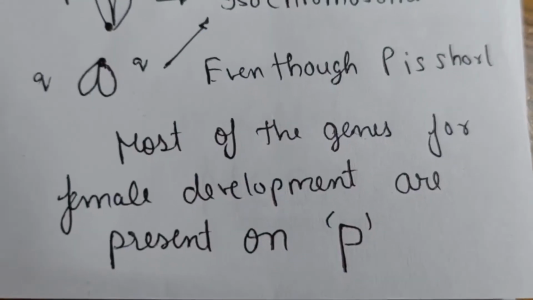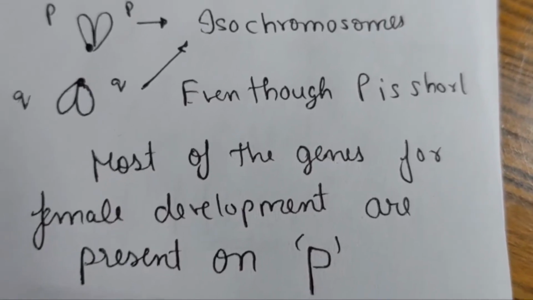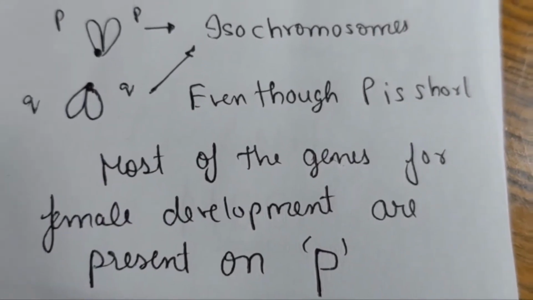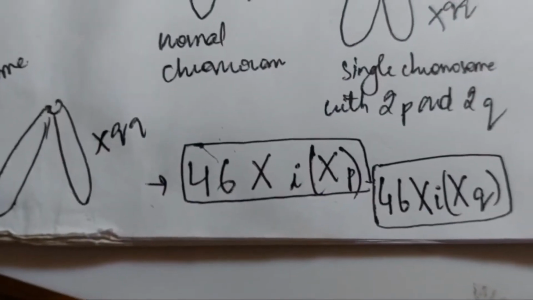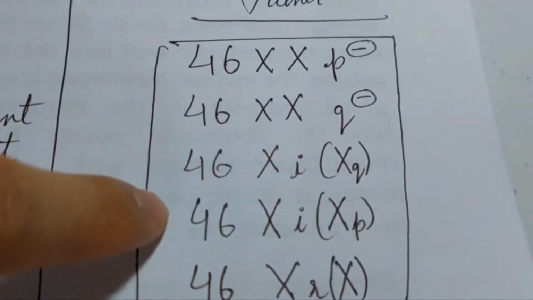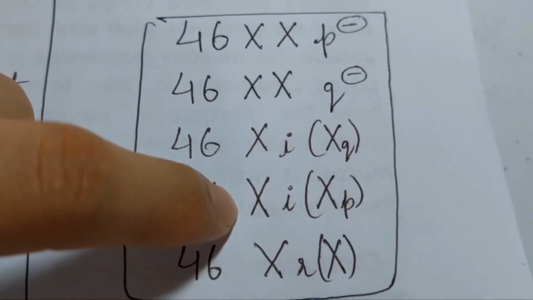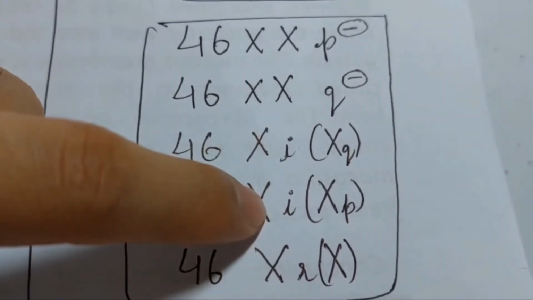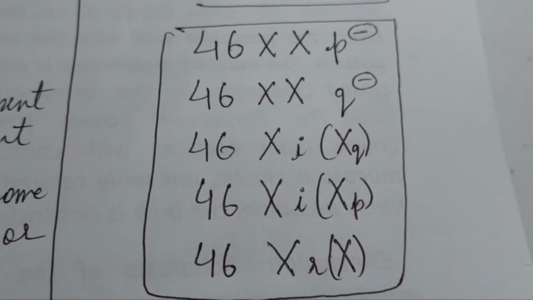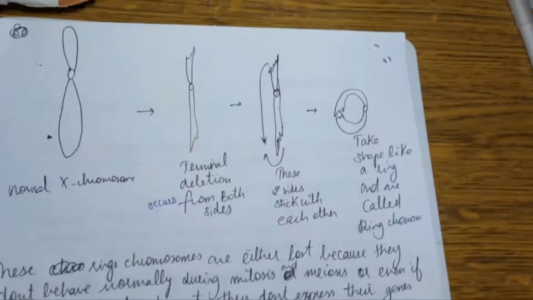A point to remember here is that even though the p arm is the short arm of the X chromosome, most of the genes for female development are present on the p arm. So a female who has 46X i(Xq) or 46X i(Xp) has 46 chromosomes and one normal X chromosome, but the second is a partial chromosome. So she will develop some features of Turner syndrome.